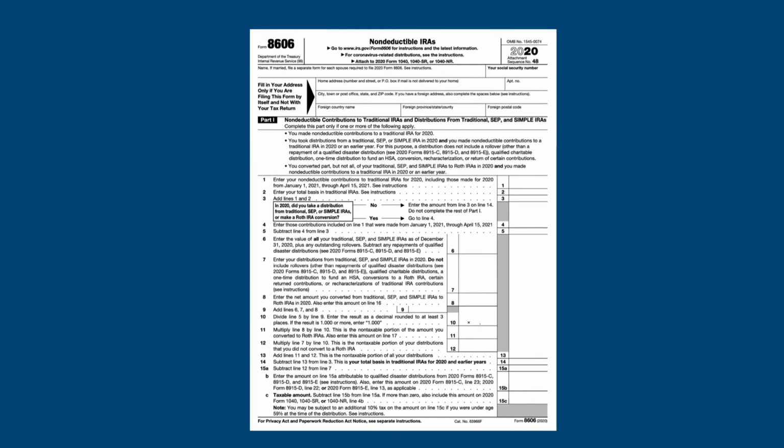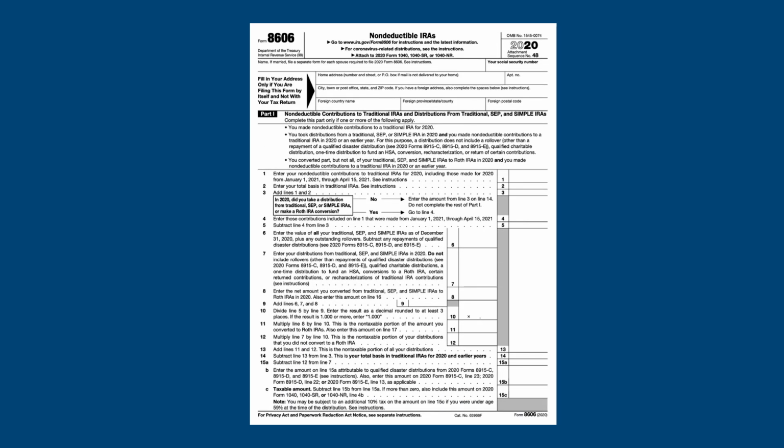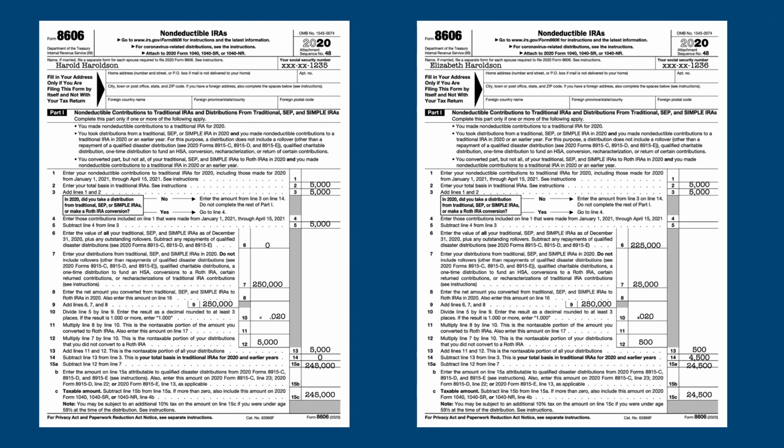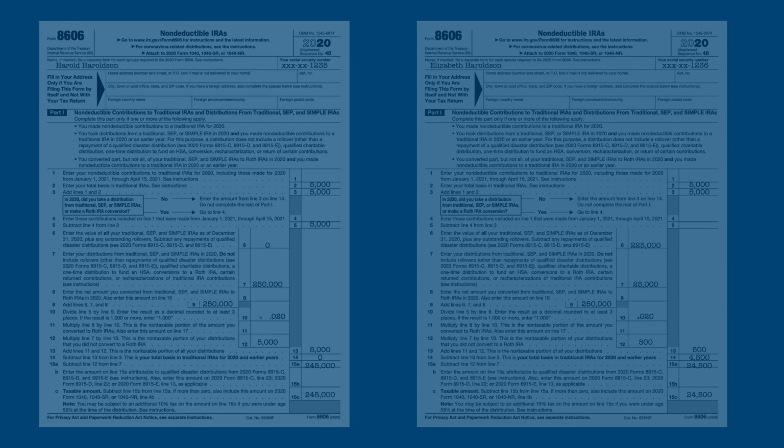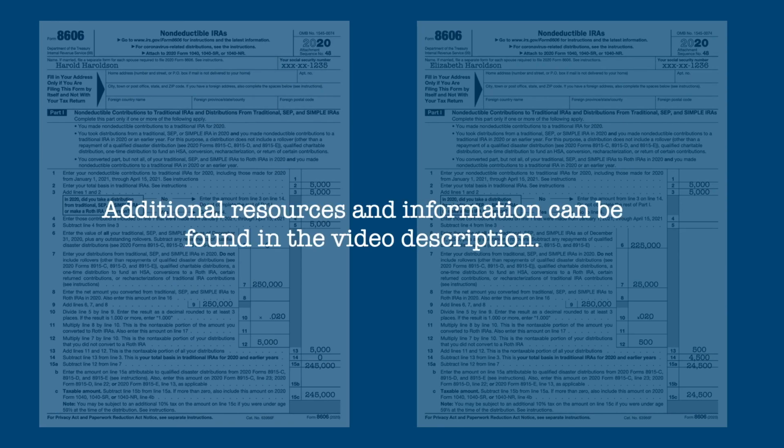Both Harold and Elizabeth also report their distributions on Part 1 of Form 8606, Non-deductible IRAs. Here is Harold's 8606, and here is Elizabeth's. This form shows the step-by-step process described earlier. And that is how distributions from a traditional IRA are reported on a tax return. Of course, there are always additional details which can be found by clicking on any of the resources listed in the description below.